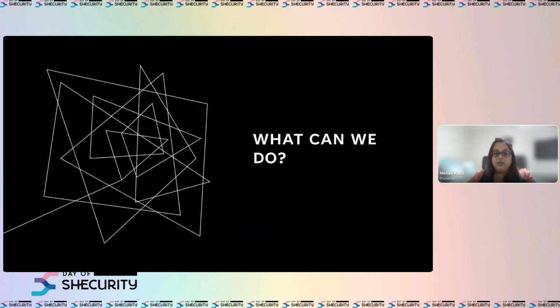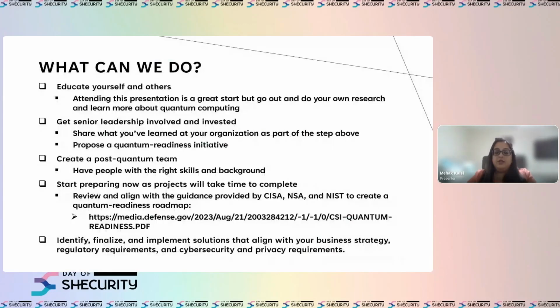I do want to get to the end here about what can we do. So let me go back there. So educate yourself and others. So you started the journey. You attended this presentation. It's a great start, but make sure you go out and do your own research and encourage others to do it too and learn more about quantum computing. Second, at your organization, regardless of what level you're at, get senior leadership involved and invested. And a way to do this is that all this educating you're doing, share it internally, do lunch and learns, do something like that, speak up in meetings and say, hey, what are we doing to get ready?